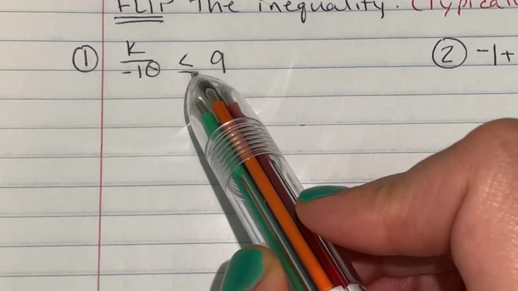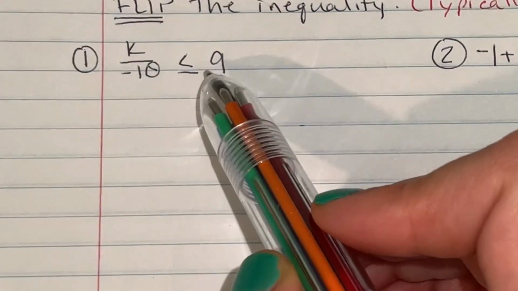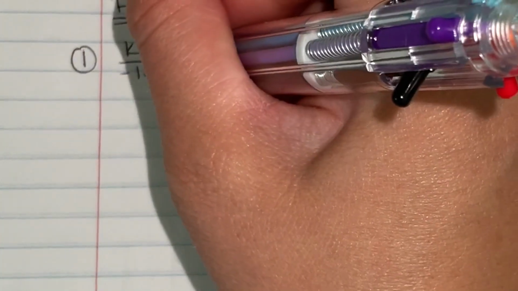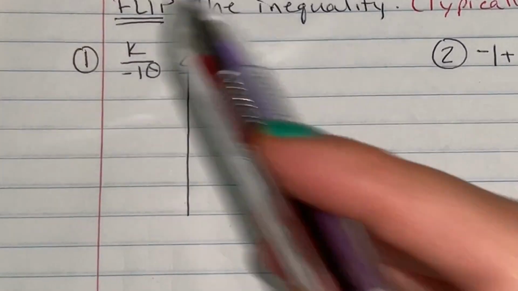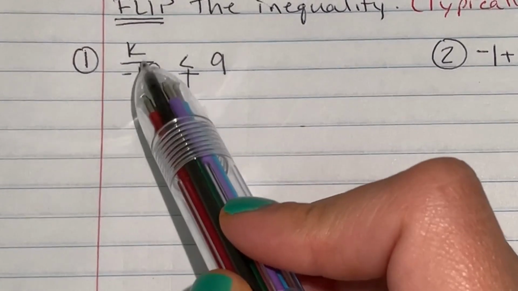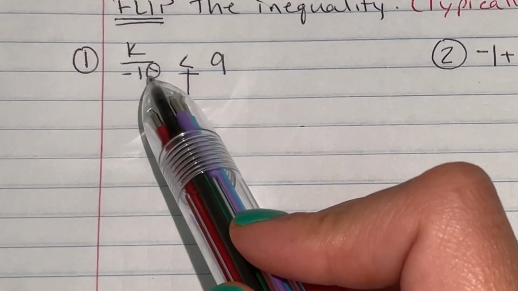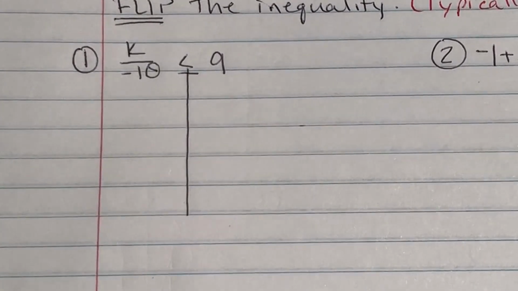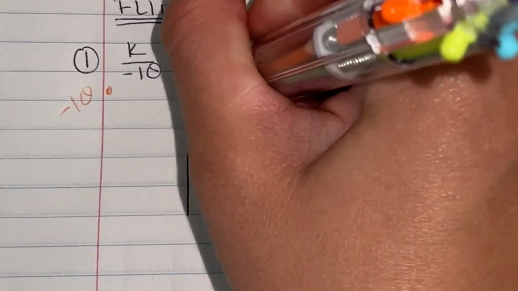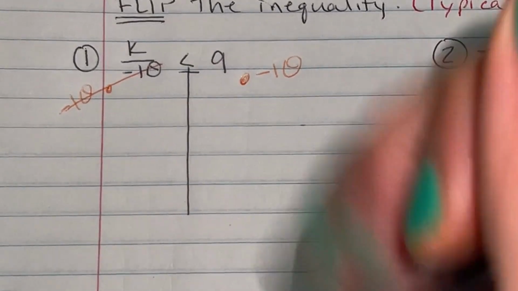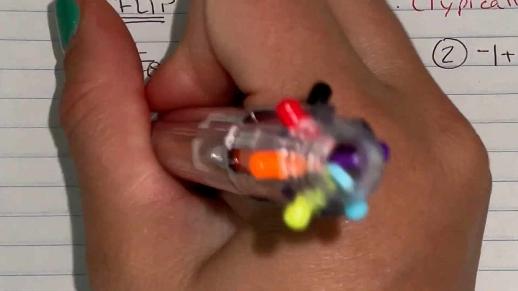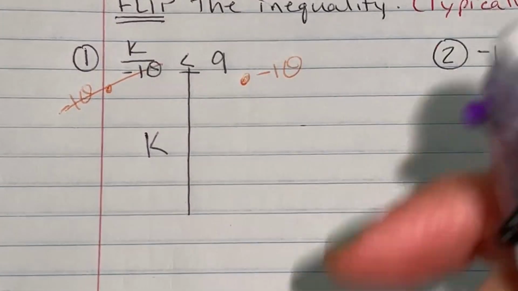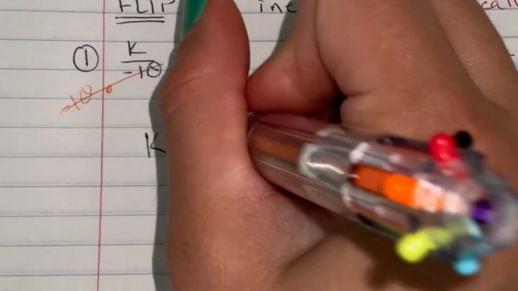K over negative 10 is less than or equal to 9. So first, I'm going to draw that balance bar that we know and love. Here's my variable. So this negative 10 is a coefficient. It's the only thing over here, so I'm going to multiply that on both sides. So I'm going to multiply by negative 10 on the right and on the left. These guys cancel out on the left. You are left with just that K. 9 times negative 10 gives me a negative 90.